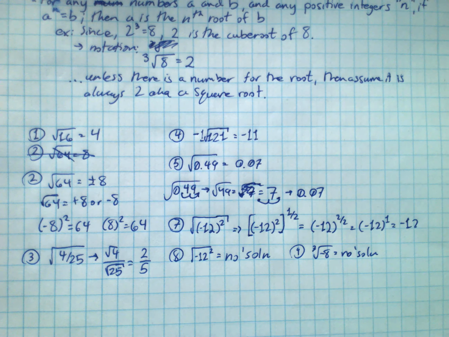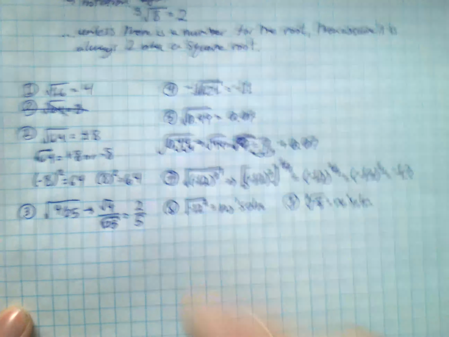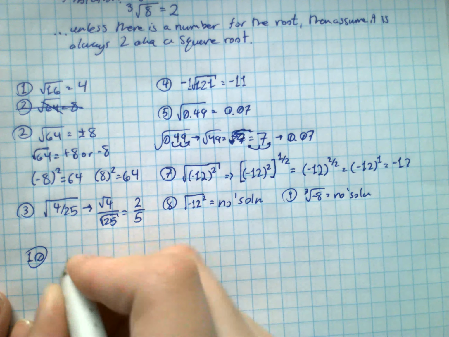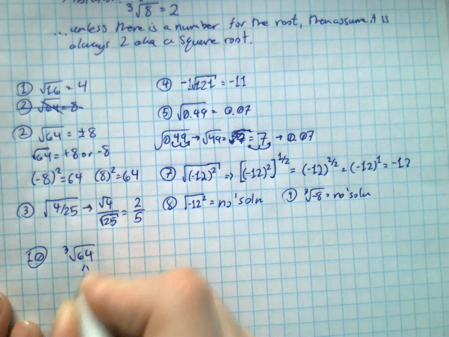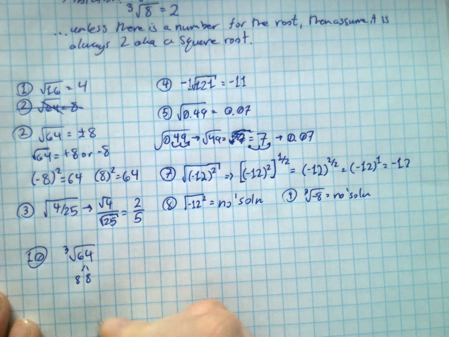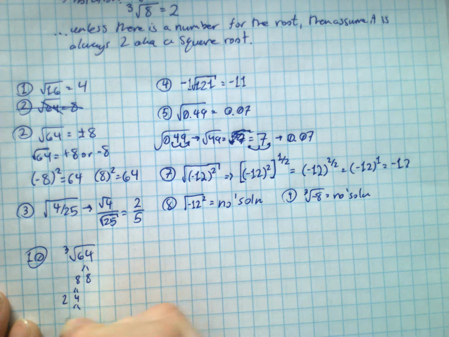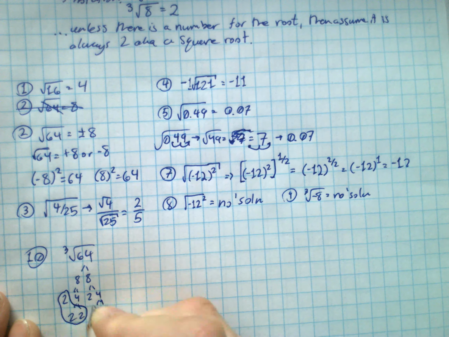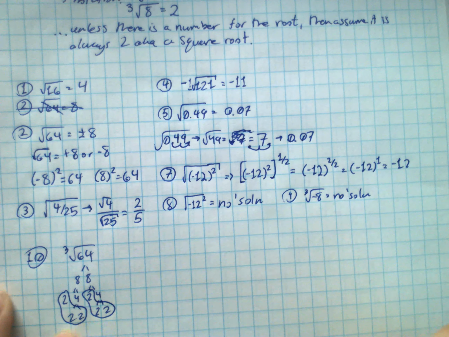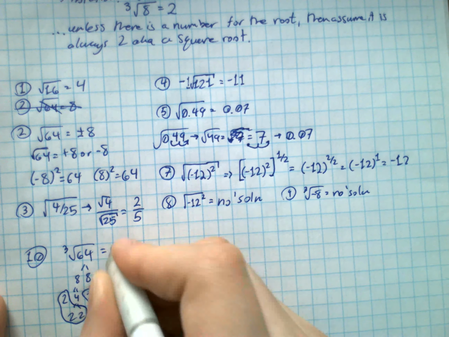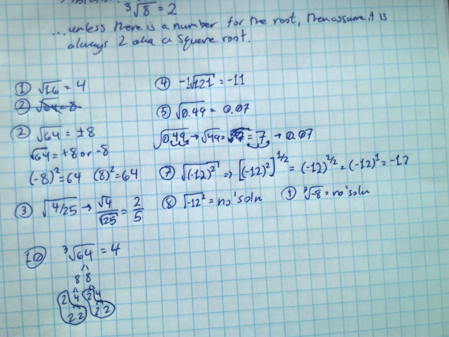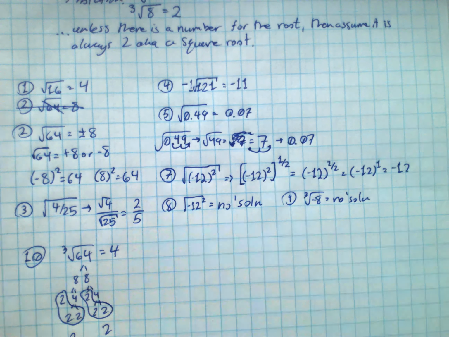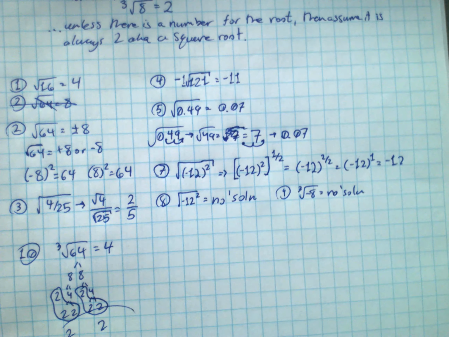Speaking of cube roots, let's take a look at a cube root. What if I had, we'll come down here, number 10. What if I had the cube root of 64? Well, let's split 64 up. We got 8 and 8. We've got 2 and 4, 2 and 2, 2 and 4, 2 and 2. There's 1, 2, 3. 1, 2, 3. Okay. So that means that 4 is my answer, because it's 2 and 2. You have 2 of them here. They're multiplied together and they come out because they're both going to be multiplied.